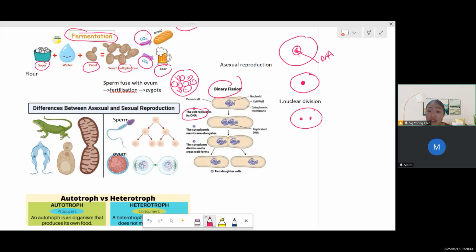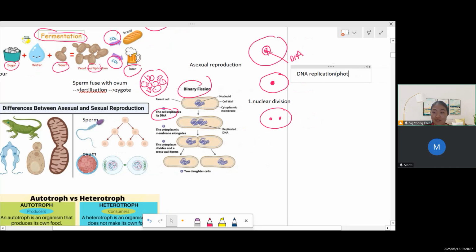What is meant by DNA replication? Do you know this term? Replication means photostat. You photostat another copy. From one copy, you make it become two copies. So now you have two copies of DNA. That's the reason that your nucleus is able to divide from one nucleus to become two nuclei. So now they have two nuclei, after they do the DNA replication.